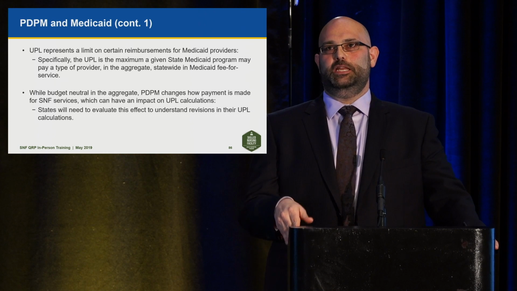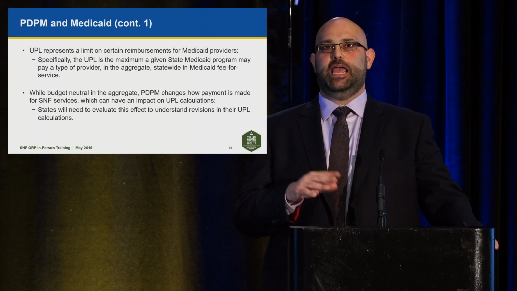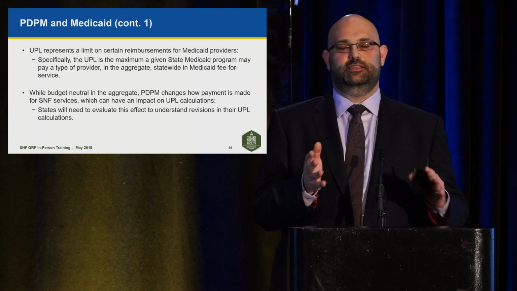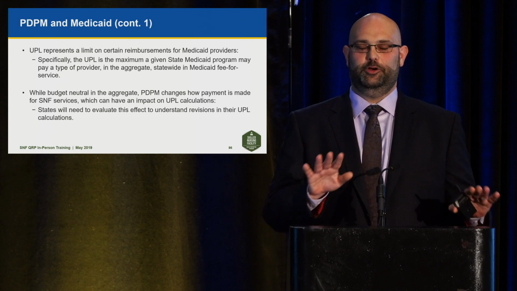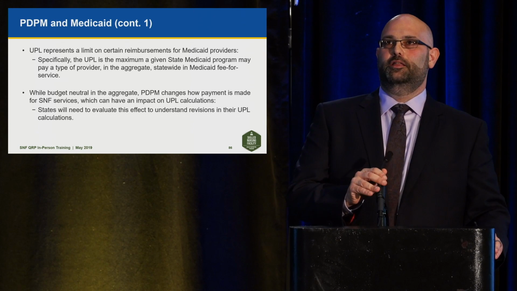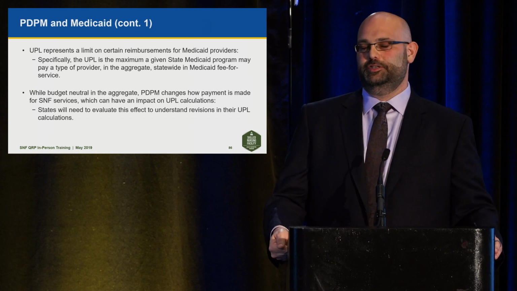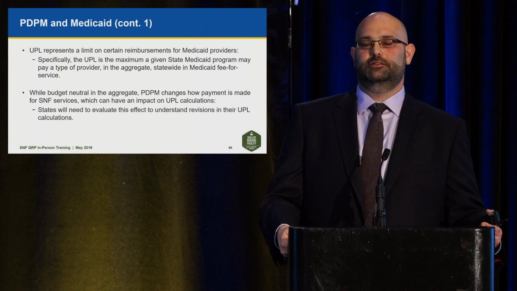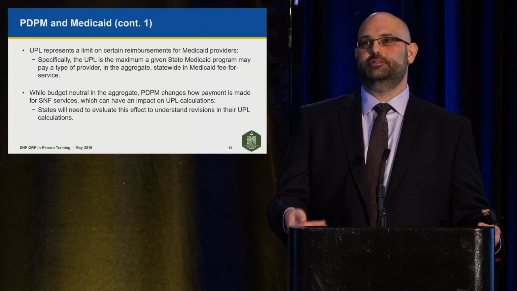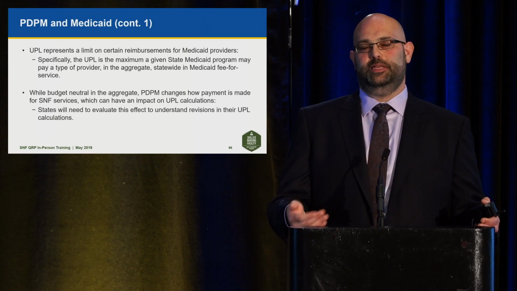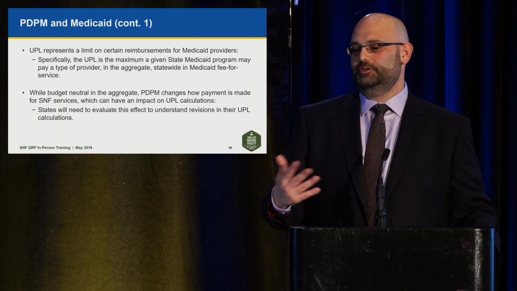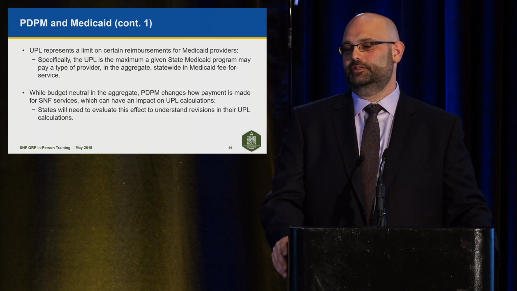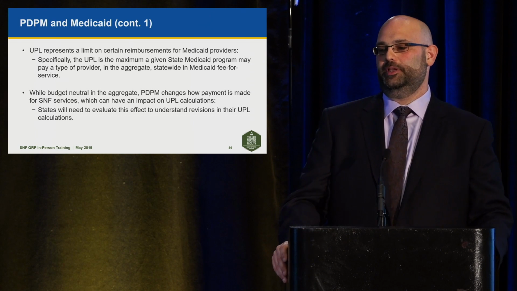Now, while PDPM is budget neutral in the aggregate for Medicare payment, I mentioned that $36 billion baseline. So that $36 billion stays the same whether it's RUG-IV or PDPM. It can affect, however, the way that Medicaid payments are done in terms of that UPL calculation. So this is something that we have been working with states to try and help them to figure out how to do their UPL calculations. Our Center for Medicaid and CHIP Services, CMCS, is also working with states to help them to understand how this is done. And so that is something that's currently in process, that states are currently working on to try and figure out how to adapt their UPL calculations for PDPM.